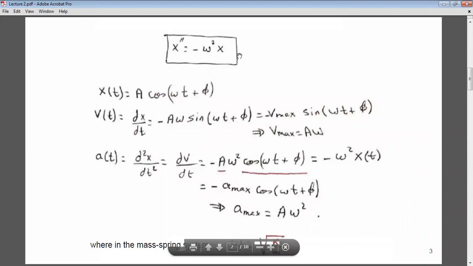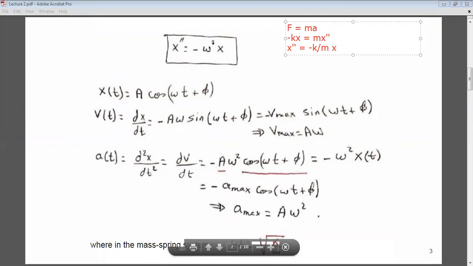Now, if you go back to lecture 1, we arrived at this differential equation, x double prime equal minus omega squared x. We came to this equation also from Newton's second law. So we started by Newton's second law, F equal ma. What is F? It is minus kx. So minus kx is equal to m, and acceleration is the second derivative of x, so it is m x double prime. Okay. So we get the formula x double prime equal minus k over m x.